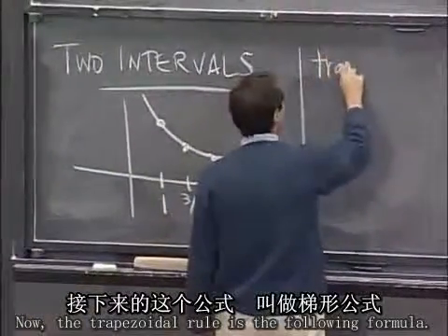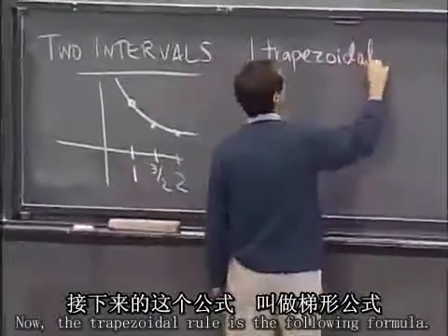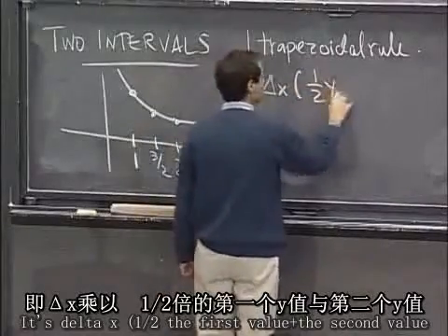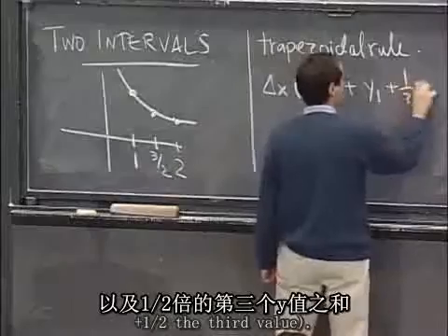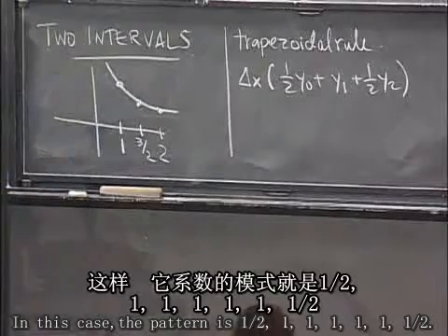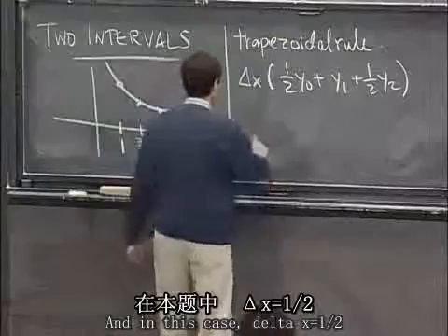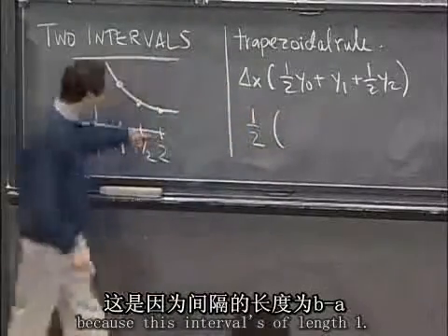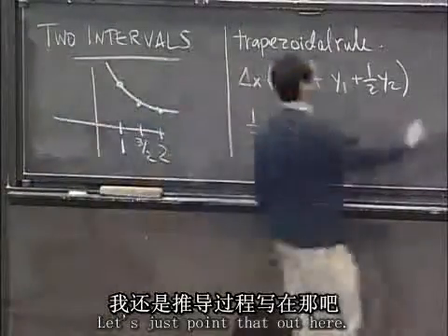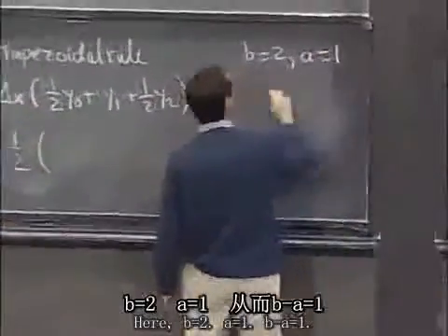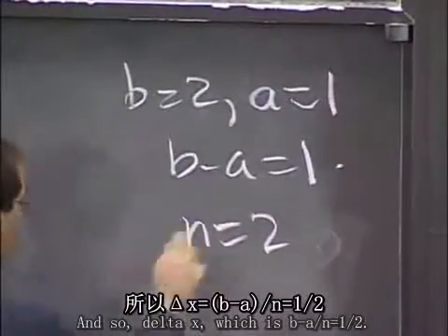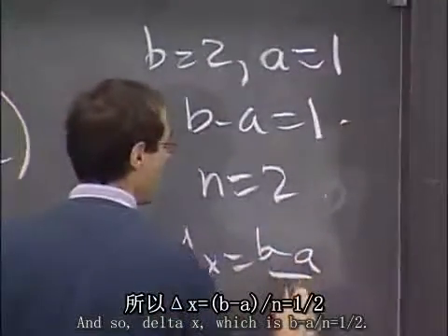Now, the trapezoidal rule is the following formula. It's delta x times a half the first value plus the second value plus a half the third value. In this case, the pattern is a half, 1, 1, and a half. And delta x is a half because this interval has length 1, the b minus a. Here, b is equal to 2, a is equal to 1, b minus a is equal to 1, and the number n is 2. And so delta x, which is b minus a over n, is a half.